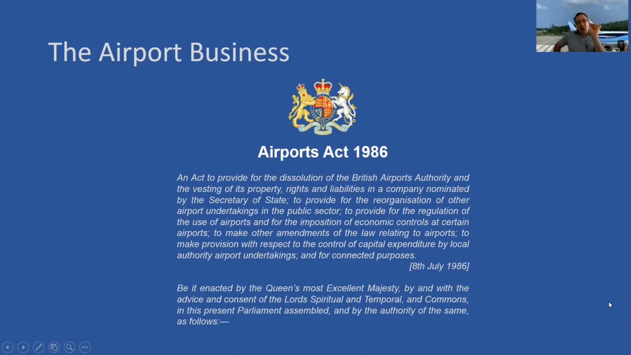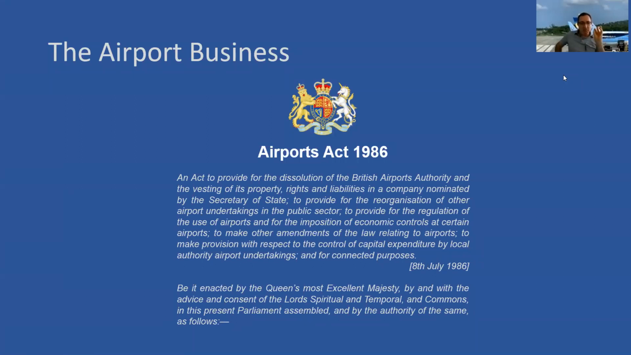Basically, we can almost put a date to the emergence of airports as businesses, and that is 1986. That year, the United Kingdom, in the midst of the privatization mode that was really taking hold in that country, passed the Airports Act in 1986. And immediately as a result of this Airports Act, in 1987, BAA, what was known as British Airports Authority, was floated on the stock exchange in London.